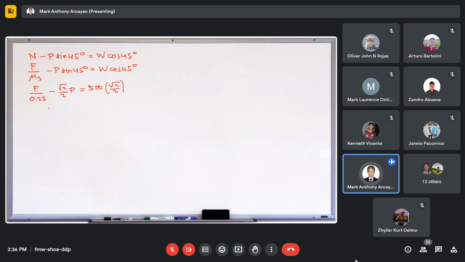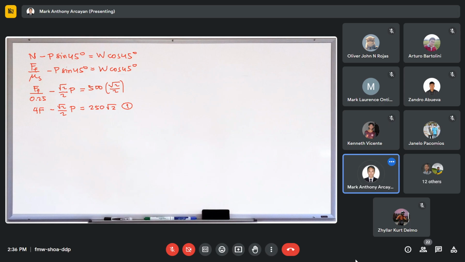Kaning 1 over 0.25, that is equals to 4, no? This is 4F minus square root of 2 over 2P is equals to 250 square root of 2. So, mao na siya atong equation 1. Naa tay duha ka unknowns, the force, the frictional force F sub F.